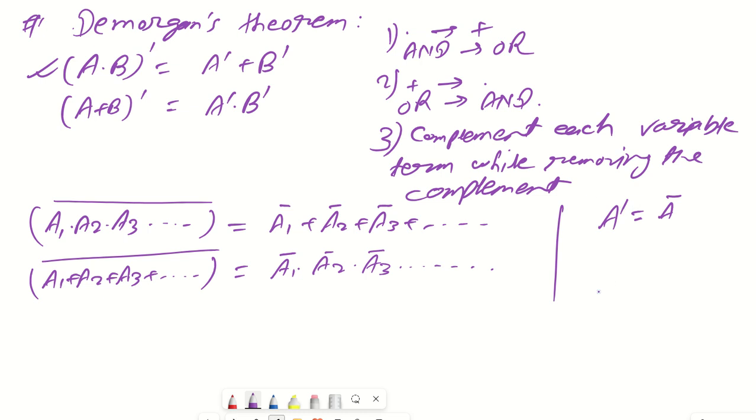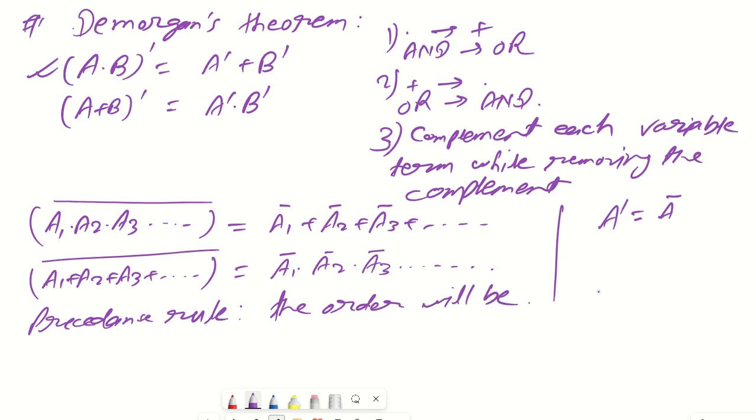Now there is something called the precedence rule. Precedence rule means which operation we should do first. So in the precedence rule, basically the priority order will be, first bracket will be solved, and then you have to have the AND operation, and then you have to have the OR operation. So this is the priority order that you must follow while solving any question in digital logic design.